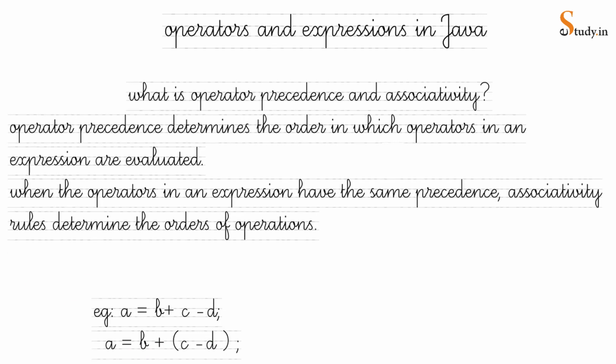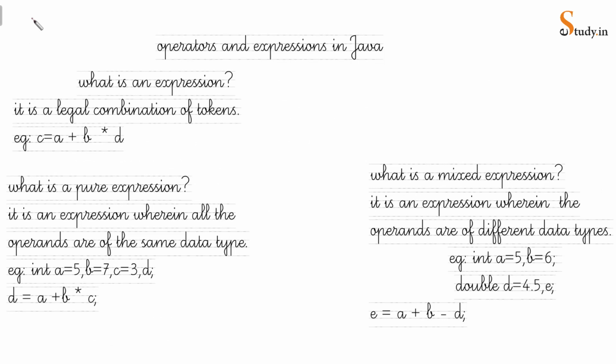Now moving on. What is an expression? An expression is a legal combination of tokens, as simple as this. Now, what are tokens? If you remember, in the previous video I explained what tokens are. Tokens are the smallest individual unit in a program. So we have keywords which are tokens, operators which are tokens, identifiers are tokens, and separators or punctuators are tokens. These are some of the tokens.